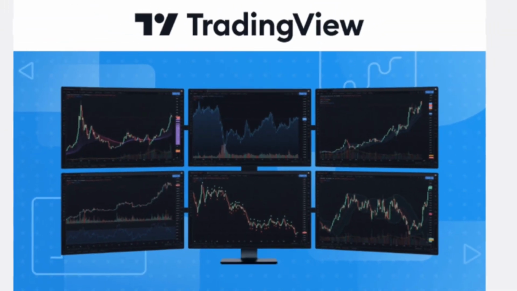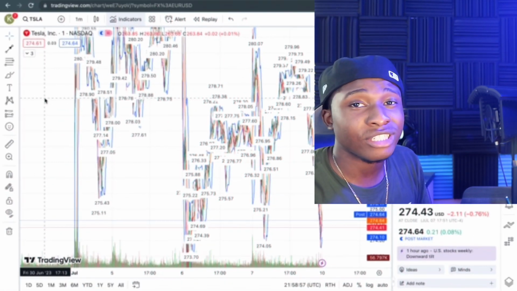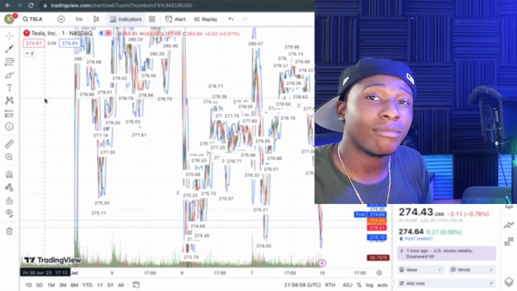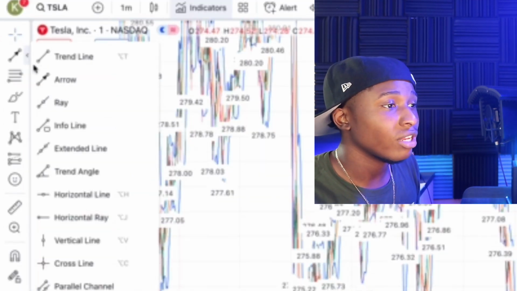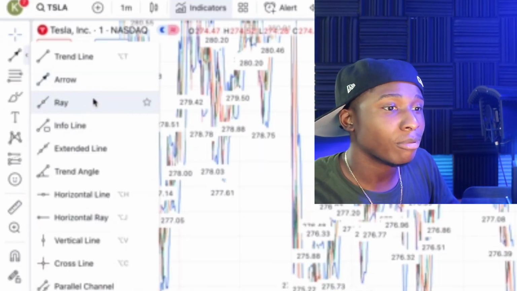Guys, we have pulled up TradingView, and if you don't know what TradingView is, it's a website, a platform that you can use to get the most accurate chart entries. You can find the most accurate charts that you want to place trades on. And guys, over here on TradingView, there are many tools that you can use to identify the proper trends.